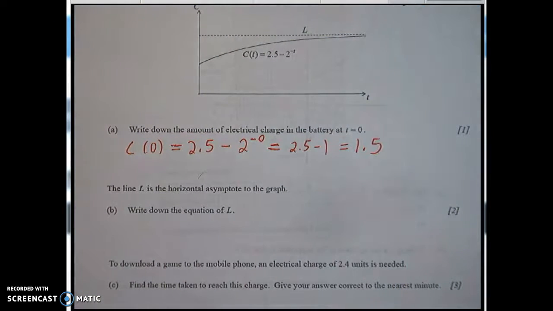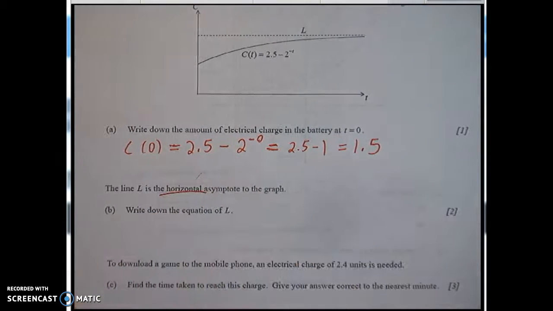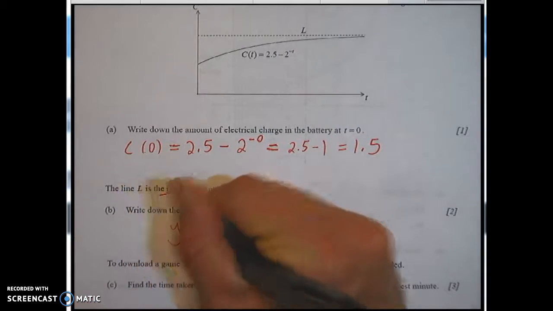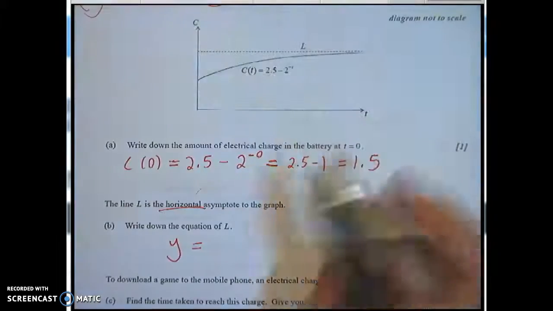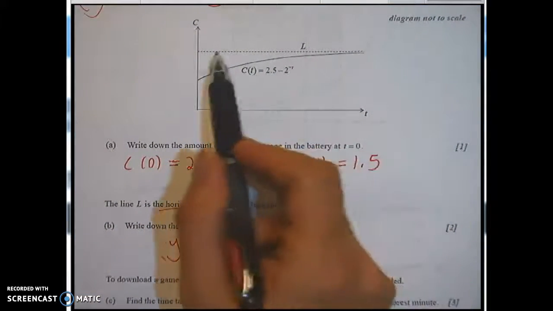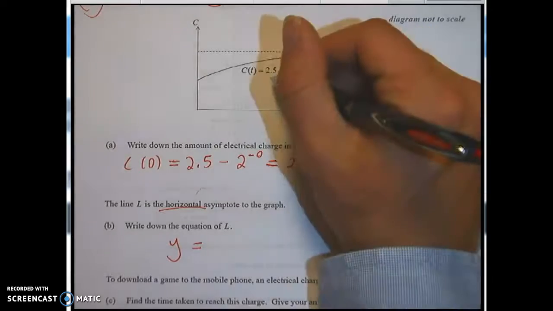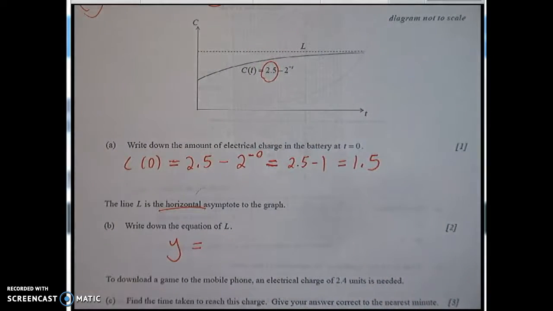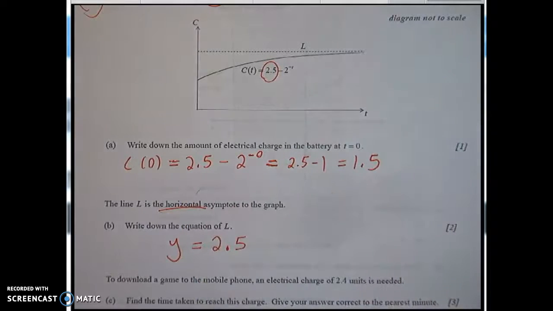The line L is the horizontal asymptote to the graph. Write down the equation of L. Well, remember, a horizontal asymptote is always in the form of y equals something. And the question is, y equals what? So they've drawn it here for us. You can always just steal it from the equation. It's always the constant in the equation. It's just going to be y equals 2.5. Just like in the one we just did, it was y equals negative 10. It comes directly from the equation.